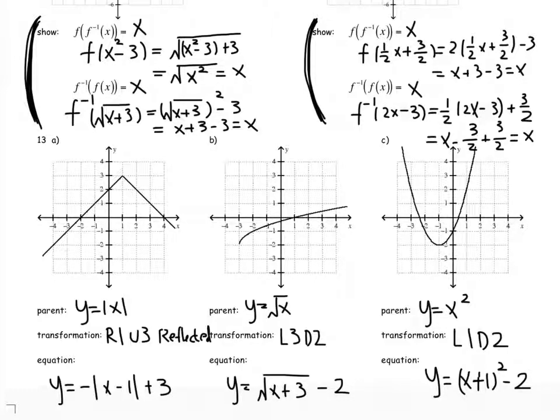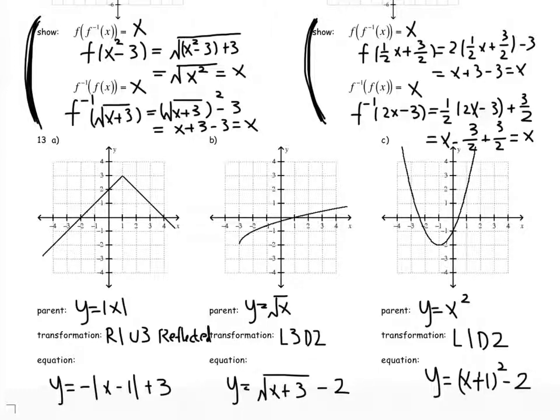Number 13. This time you are given a graph and you are asked to write out the equations. First identify which type of function it belongs to. Then identify the transformation information. Then use the values for a, h, and k to write out the equations.